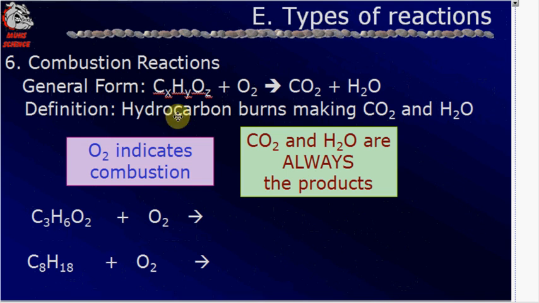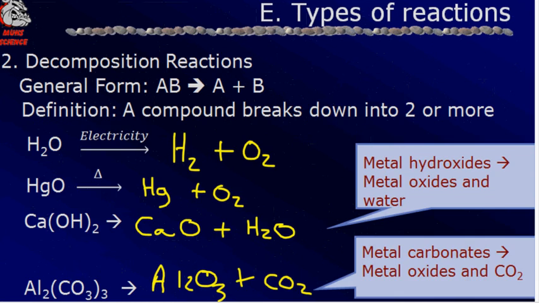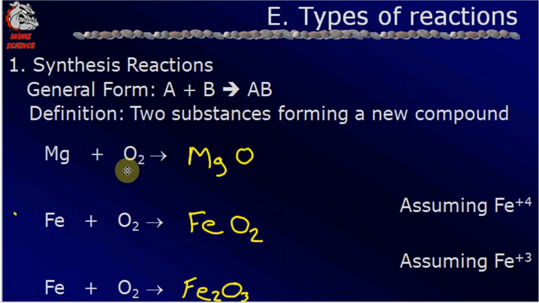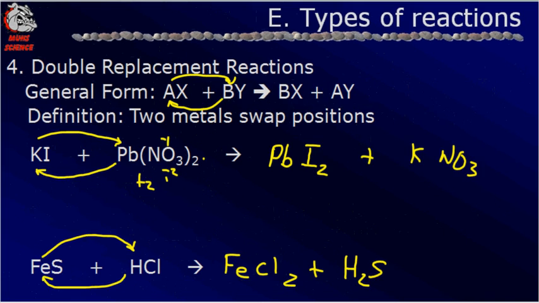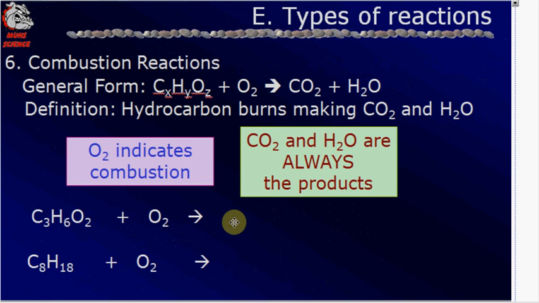So technically there doesn't have to be oxygen. I've got an example of that down here. But you have a hydrocarbon. The plus O2 means that it's burning, and so you're combusting it, and the products are always carbon dioxide and water. So the O2 is an indicator of combustion reactions. Now if we went back and took a look at the synthesis reactions, these are not combustion reactions. Yeah, you're burning the magnesium and you're burning the iron, but your products are not carbon dioxide and water. A combustion reaction has to be a hydrocarbon, and you get specifically carbon dioxide and water. So the products of this are carbon dioxide and water.